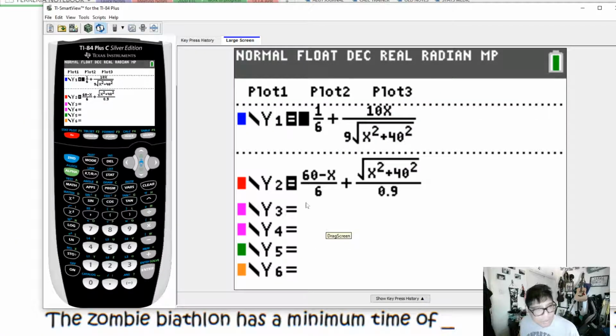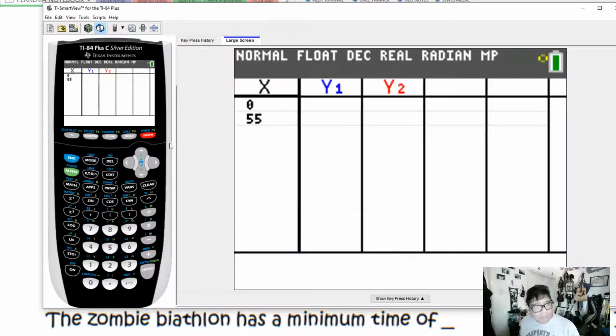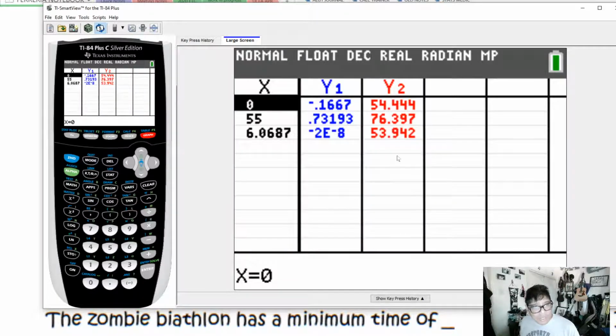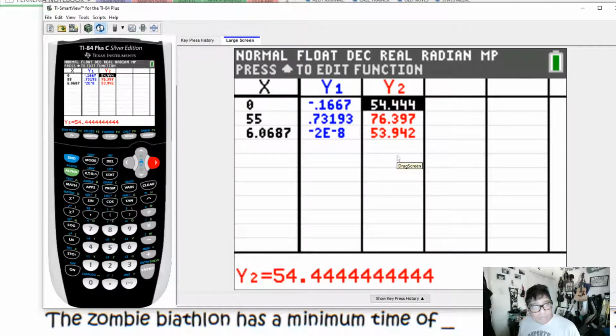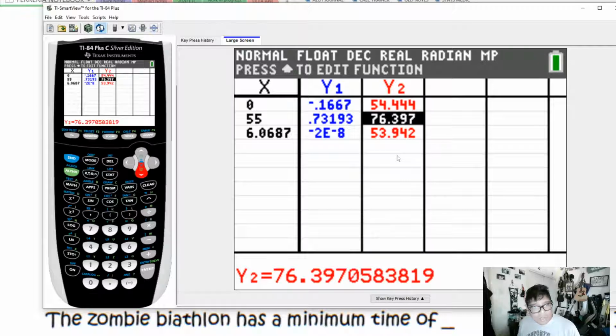And it seems like I mucked this all up again. It should have been 60 minus x over here in y2. So here are the actual values that we're going to be putting into our chart, 76397. Let's scroll over so we can see the unrounded values. 5.444, 76.39705, and 53.94159.